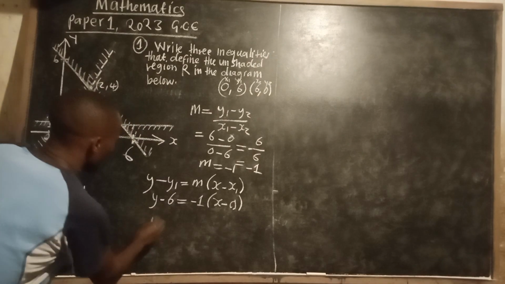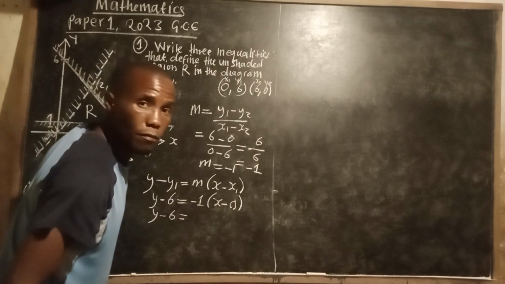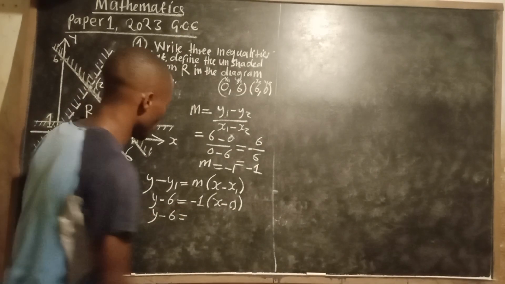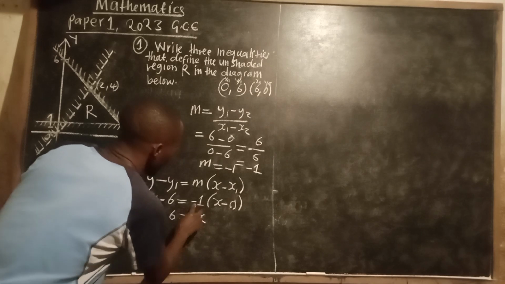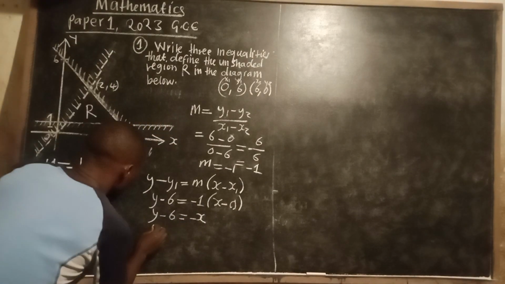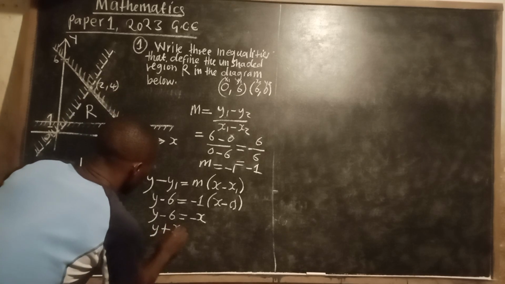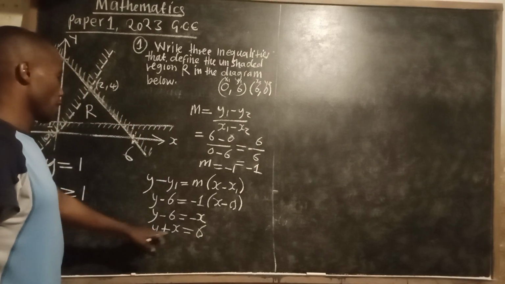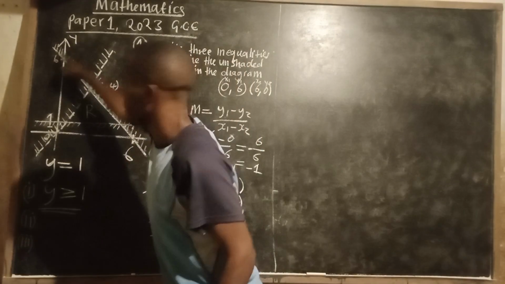Okay, then from there we can say y minus 6 is equal to, we can get rid of the brackets there by multiplying by negative 1, which is outside. So negative 1 times x is negative x, then negative 1 times 0 there is just 0. Okay, then from there you say y plus x is equal to what? 6. Okay, so this is an equation. So this is the equation for this line.